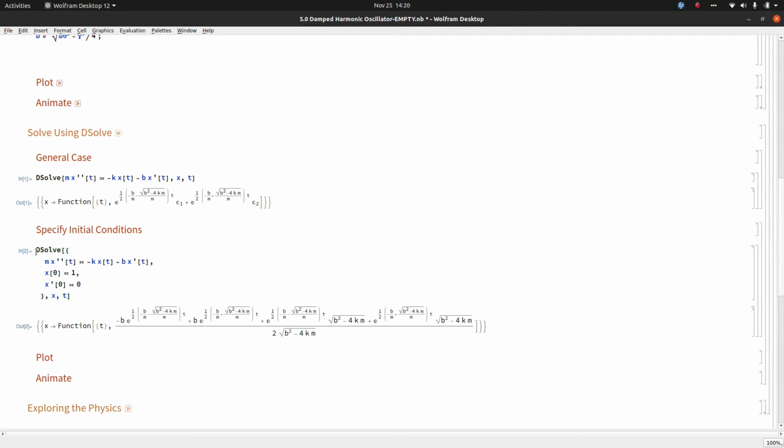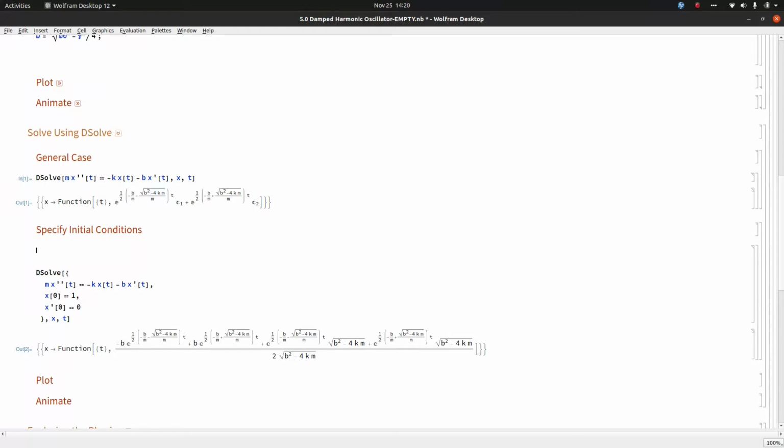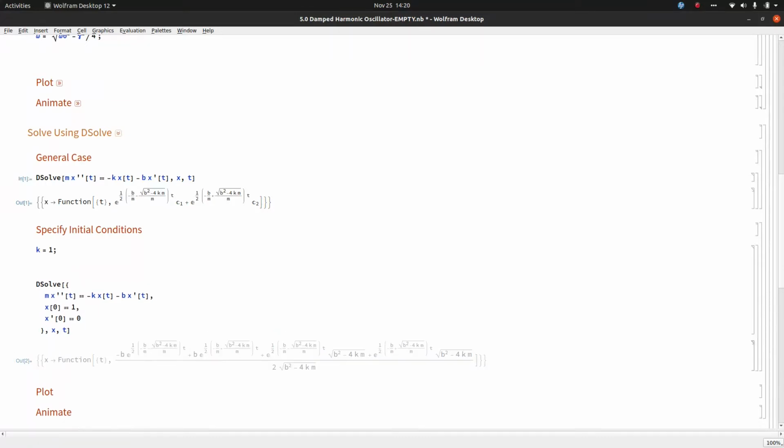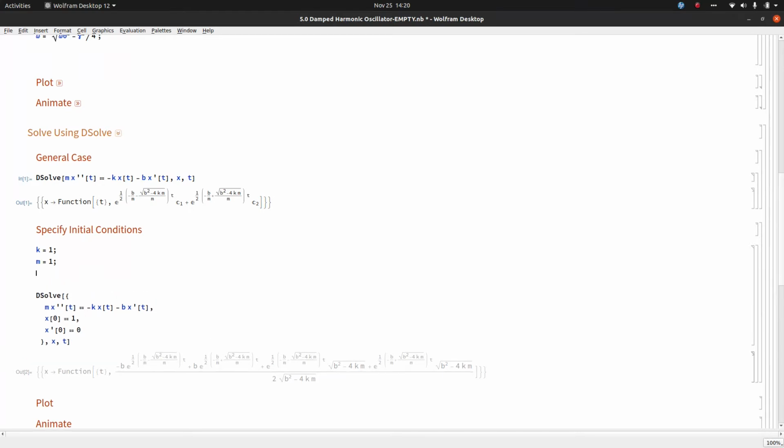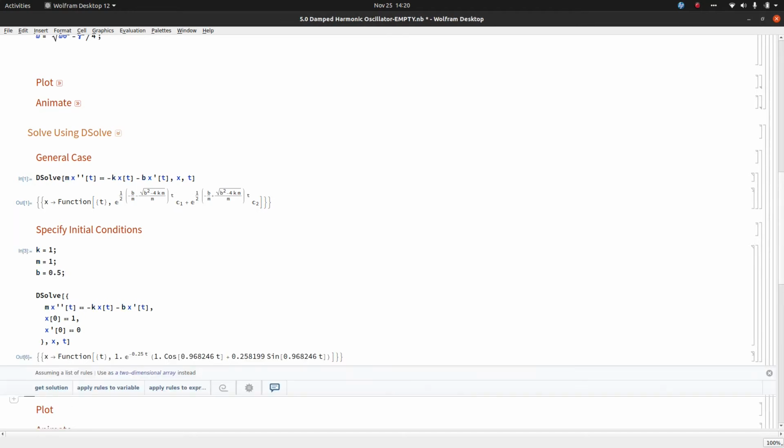We are actually going to plug numbers in here to make this a little bit simpler. So I'm going to give the spring a stiffness value of 1. I'm going to give the mass a value of 1. What else do I have to plug in? I'm going to plug in a damping constant, which we'll make a little bit smaller. I'll make that 0.5. And if we run this, you can see we get a nice equation that now only depends on time.